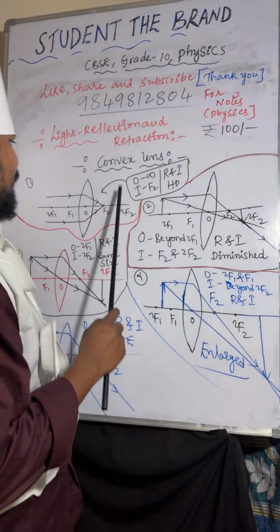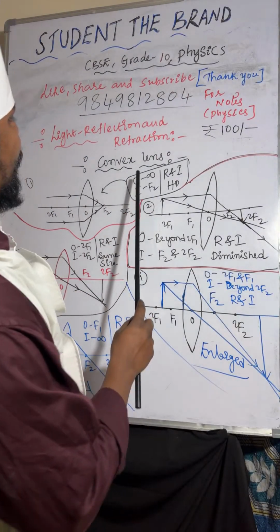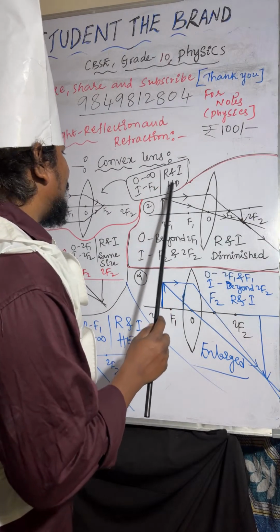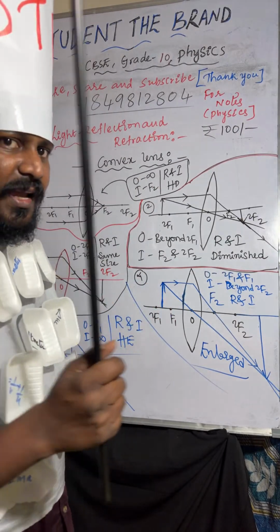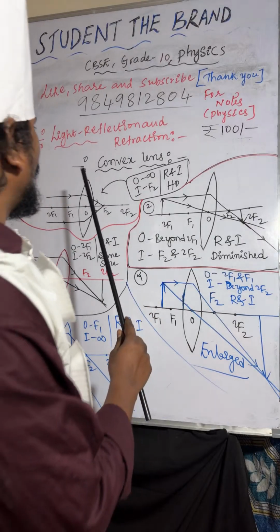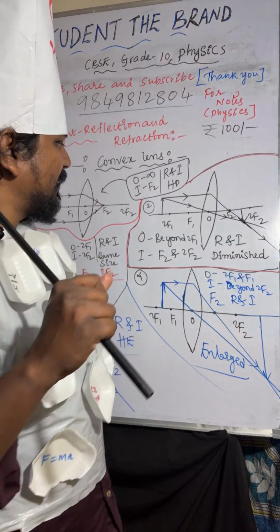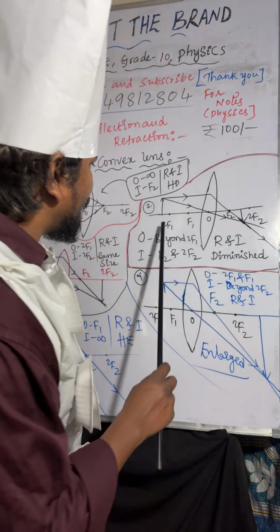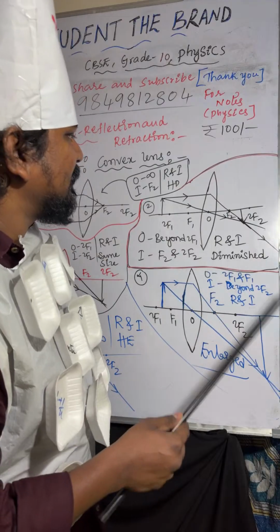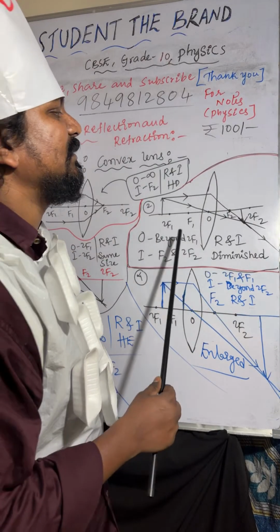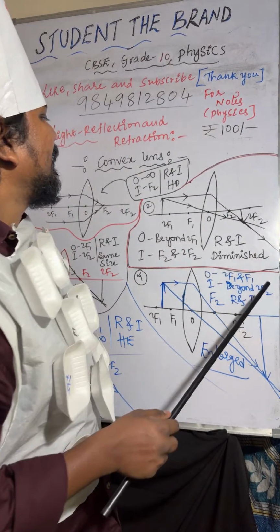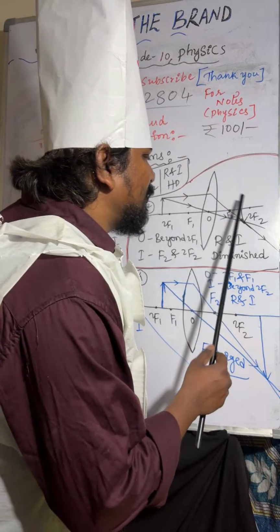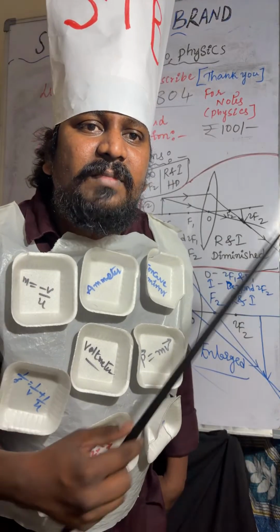Once again, object is placed at infinity. Image is formed at F2. Nature of the image is real, inverted and highly diminished. Okay, so that is point number one. Coming to image formation two. Object is placed beyond F1. Image is formed between F1 and F2.